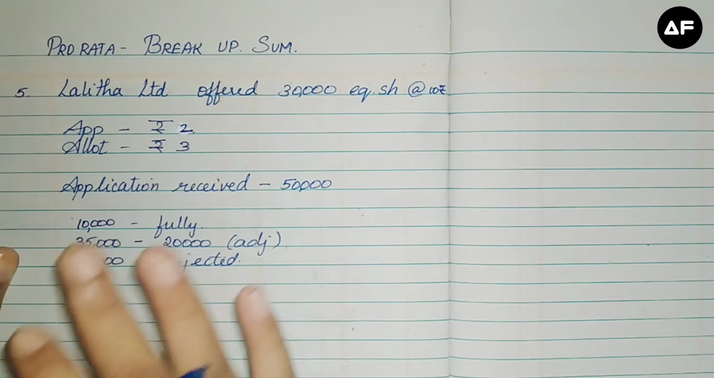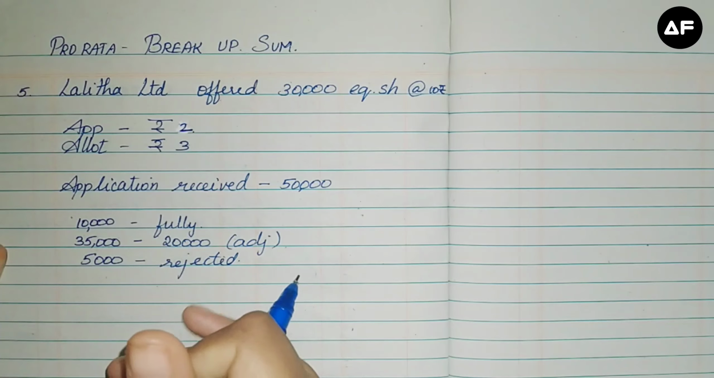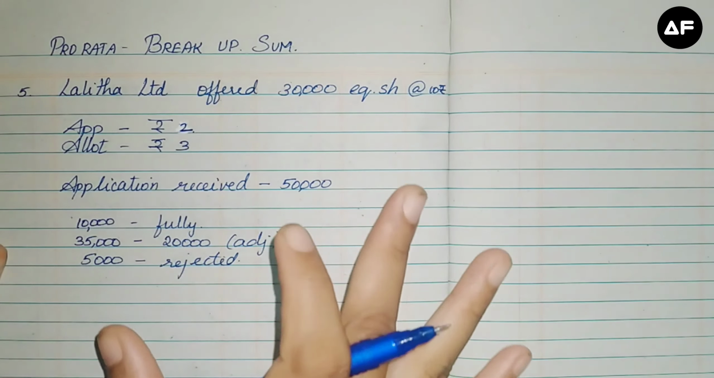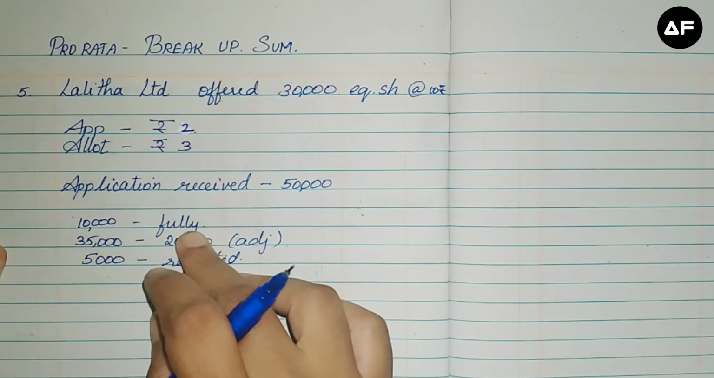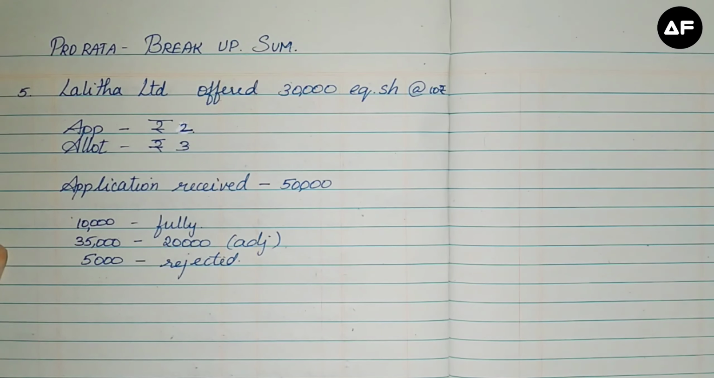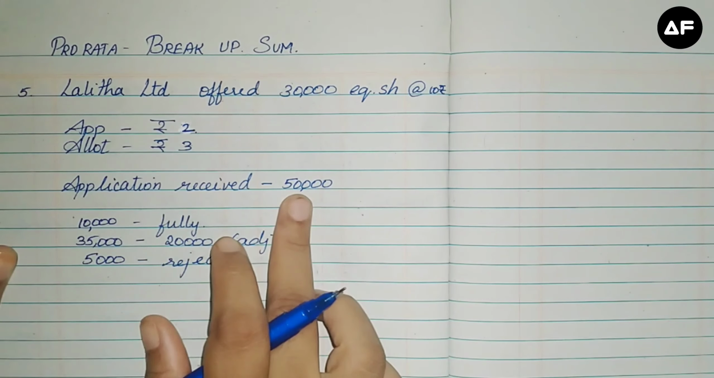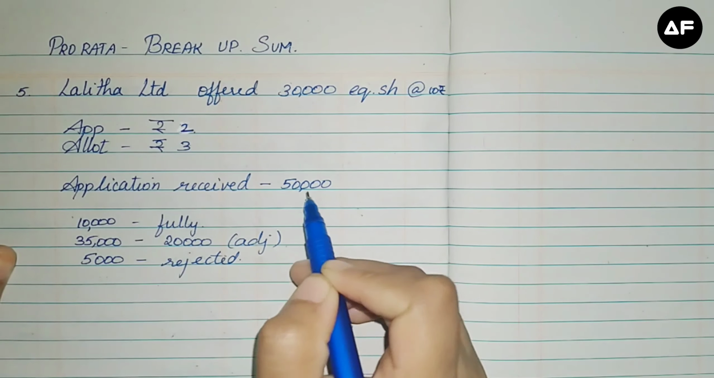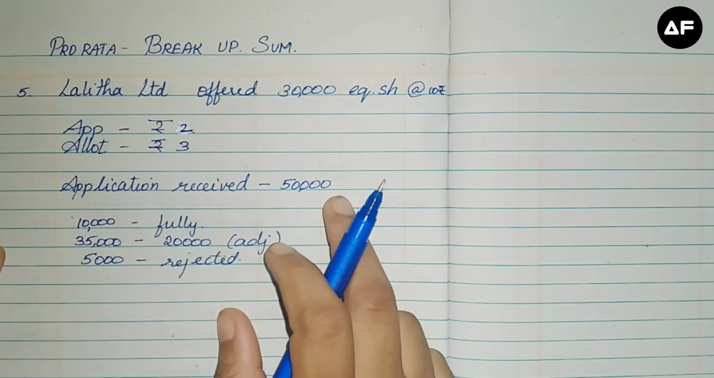That means it is not issued at a premium, it is not at a discount. The balance of call money is not required for the sum, so they did not give it. Next, what happened was applications for 50,000 shares were received. So the total applications received were 50,000. For this 50,000, they have again given us a breakup.